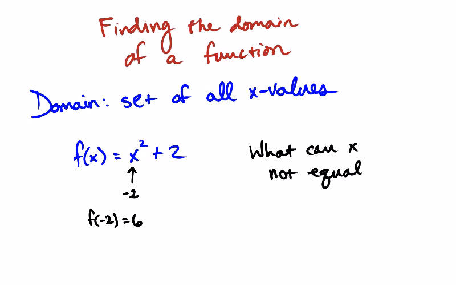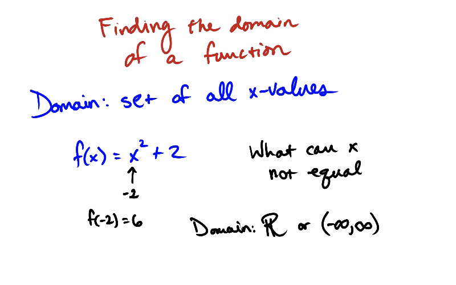So f of negative 2 is 6, and that works. If you plugged in 0, you could square 0. If you plug in a positive number, you would get it. Fractions and decimals, you can square those too. So the domain here would be all real numbers, and we can write it that way, or you can write it as negative infinity to infinity. So that'd be one way of thinking about the domain.